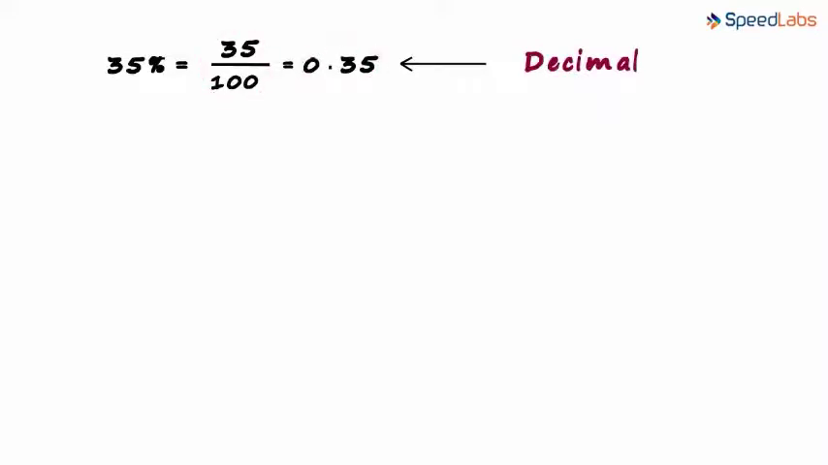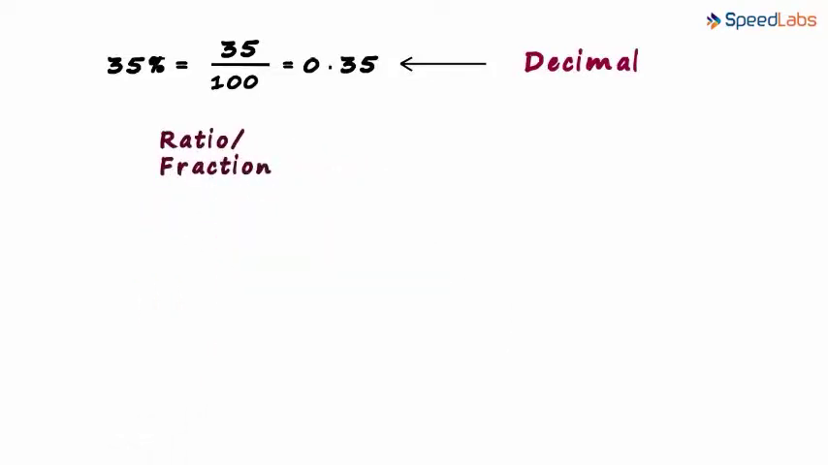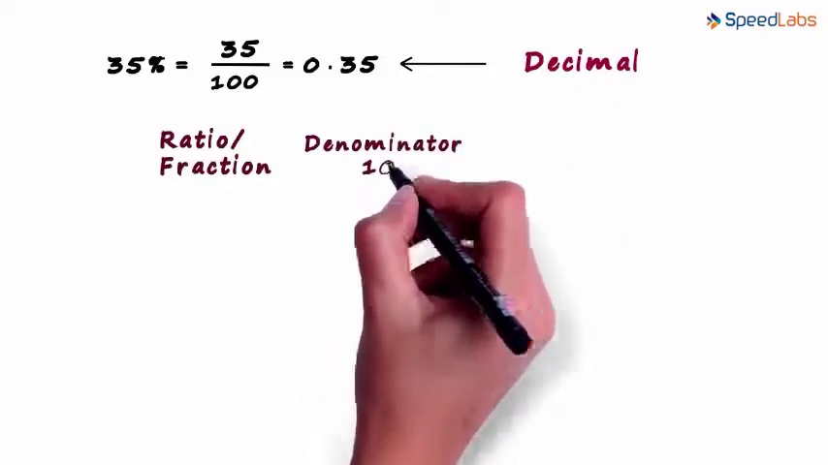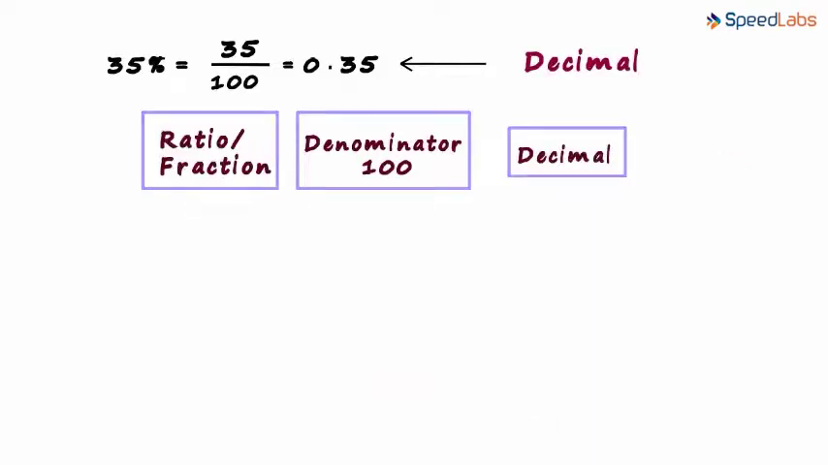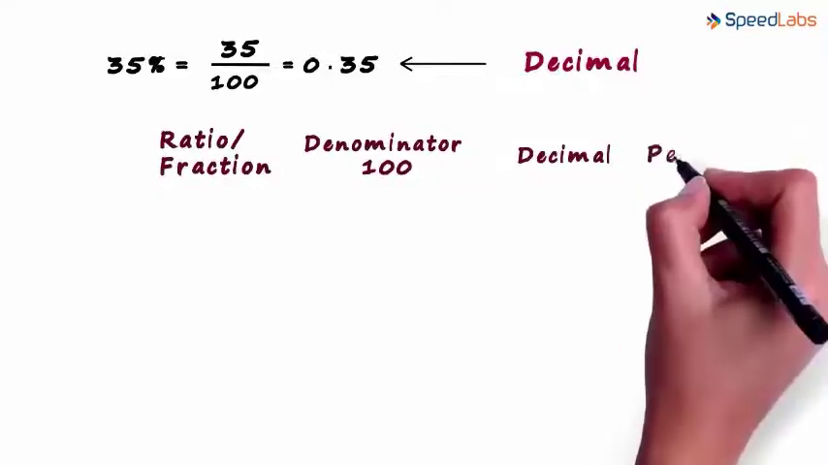You have to understand that there are different ways in which you can express percentages. It can be expressed as a ratio or a fraction. It can be expressed as a fraction with denominator 100. As we just saw, it can also be written as a decimal. So let us form a table with the following columns. Let us also include another column which mentions the percentage.